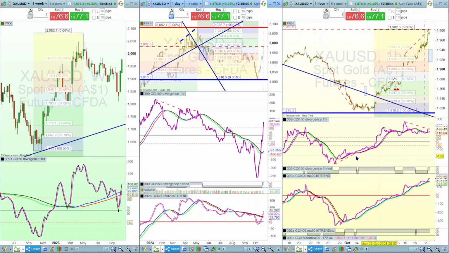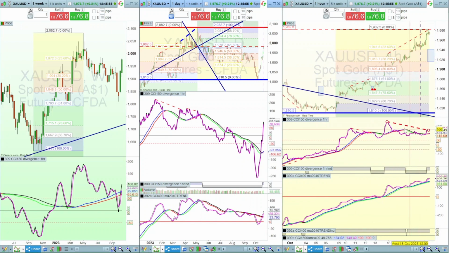So at the moment, carefully going long in line with the weekly and daily, but just be mindful of this bearish divergence. We'll keep an eye on that and let you know how it goes. If it actually retraces, it may fall further than this area, or it may bounce from this area. So we'll keep an eye on that and see how it goes.